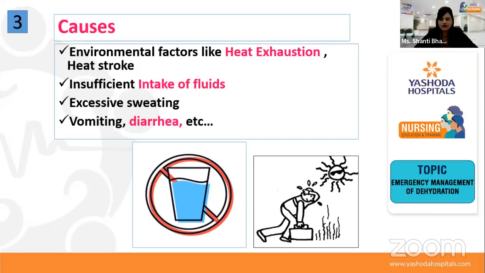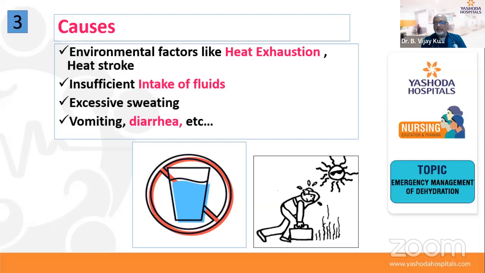Dehydration is more common in the extremes of age: young children, infants, and the elderly. The reason is that the body surface area is greater in infants. The mechanisms to control excessive loss are lost in the elderly. And the volume of body fluid also decreases as we age, from 60% to less than 50 to 40%.